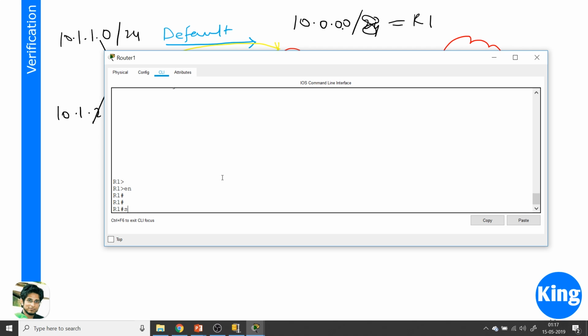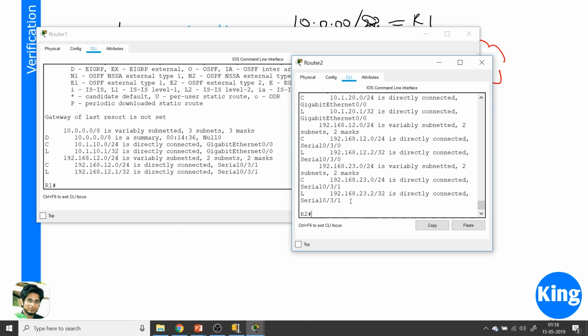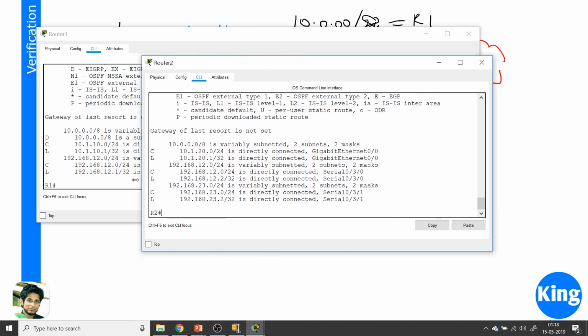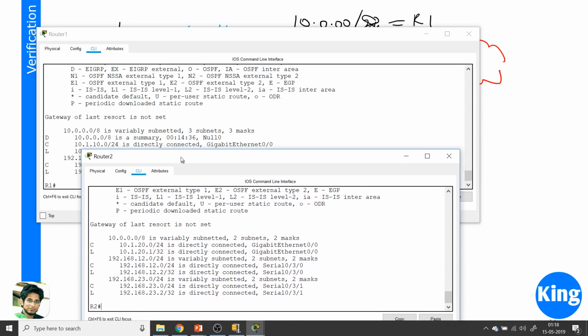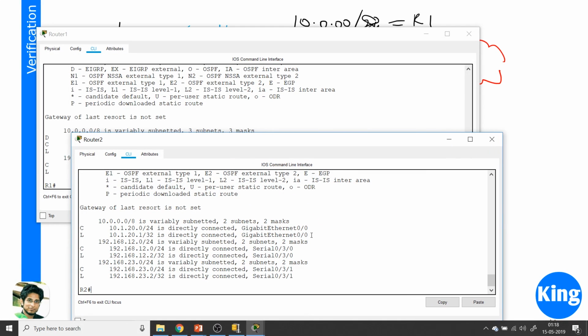Now let's see if they're forming neighbors, because I can't see any of the routes being updated with the routing protocol. So let's go to all the devices and do the same thing again. Show IP route, show IP route. Now R2. See, R2 doesn't have null 0, so R2 has not done any summarization. That's why there's no null 0 in R2.